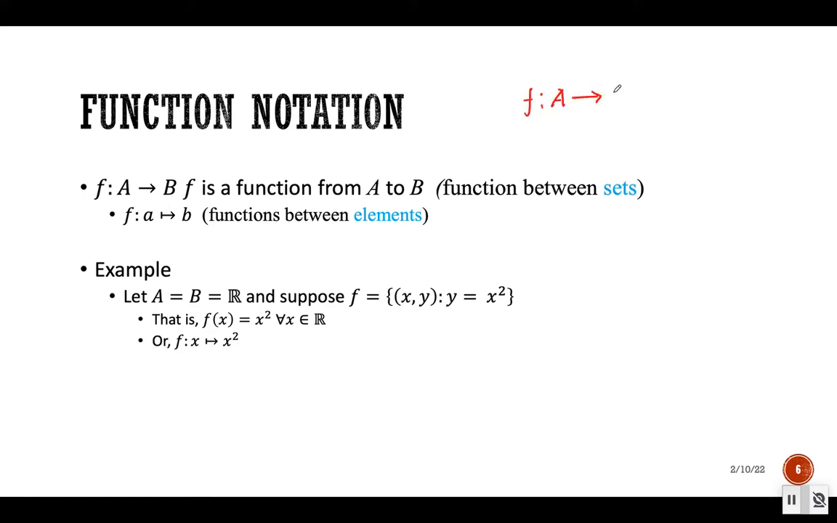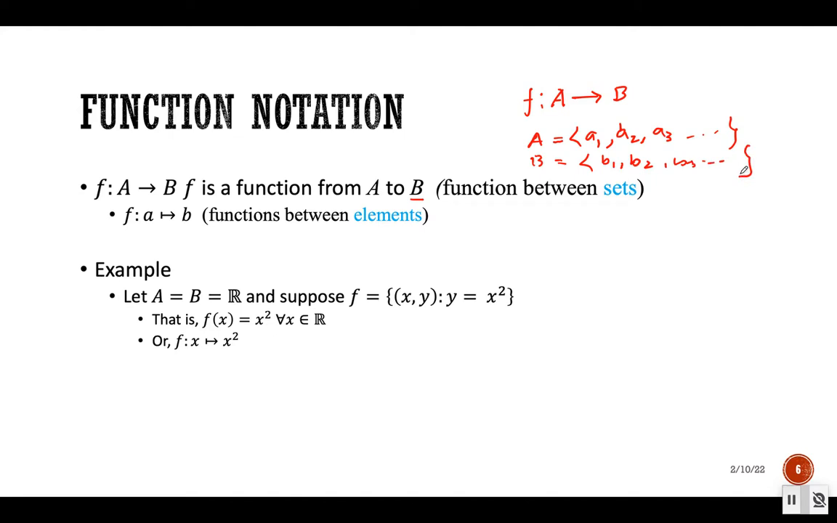We write f: A to B, where A is the input set and B is the output set. So we say that f is a function from A to B. So that's how we can denote the function between sets. A and B both are sets. Now let's see, A has elements like A1, A2, A3, and B has elements B1, B2, B3 like that.